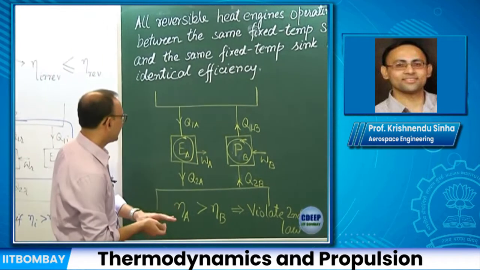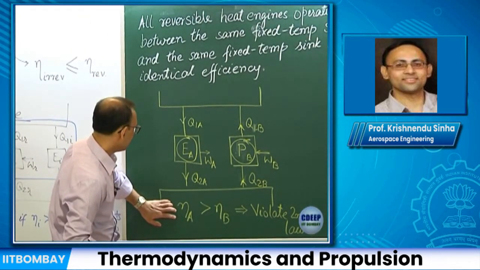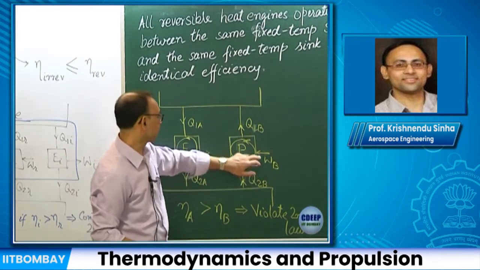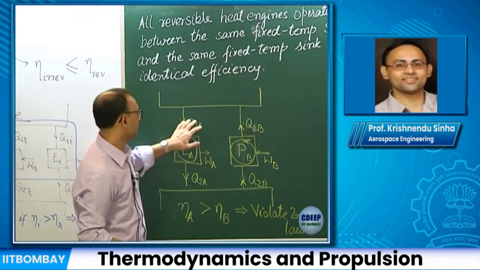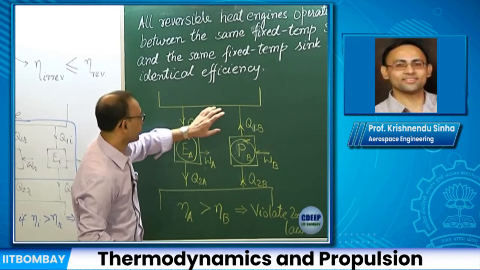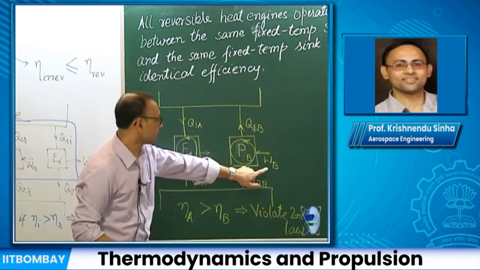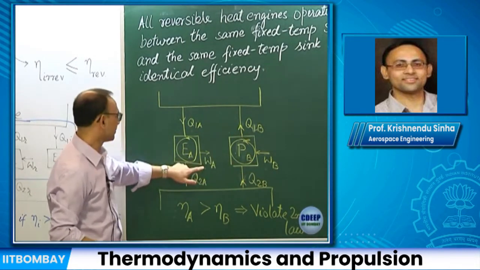Let me quickly, without writing, do this. If we say A is more efficient than B, then WA is larger than WB for the same amount of heat taken up by the two engines. When I convert it to pump, again keeping these Q1A and Q1B constant, WB is less than WA.